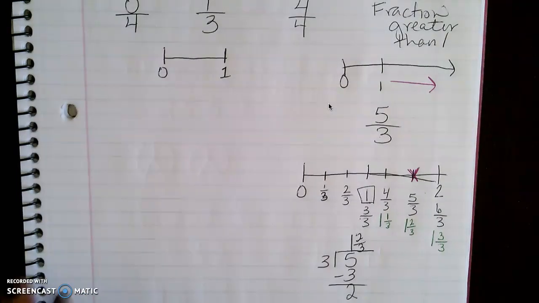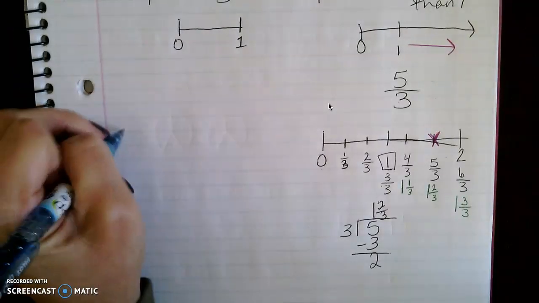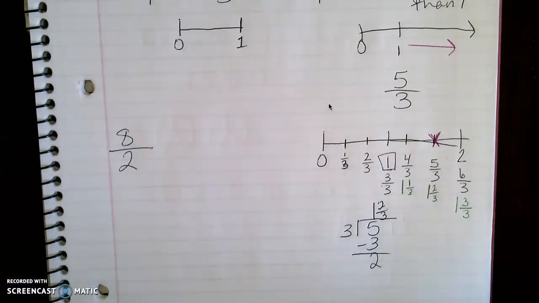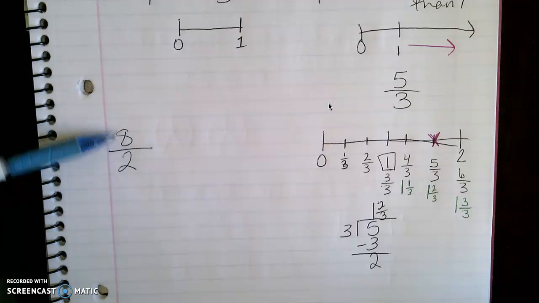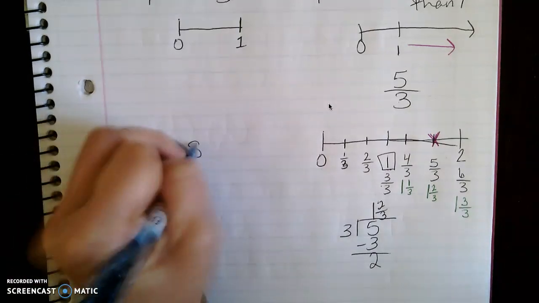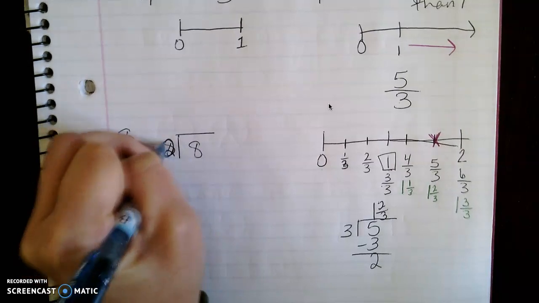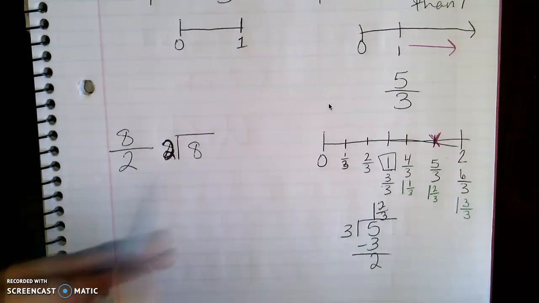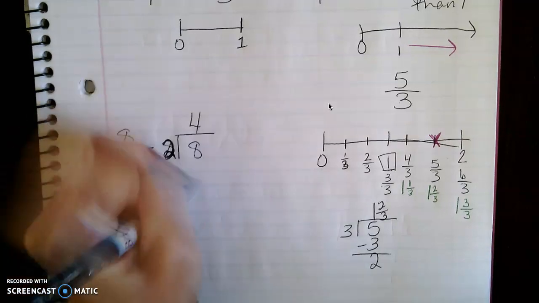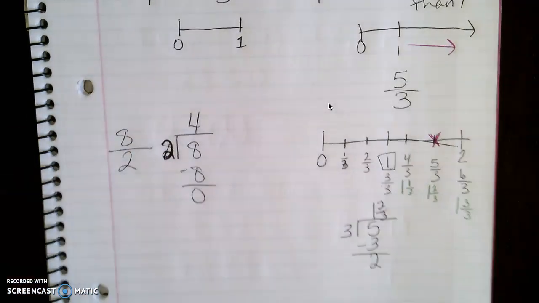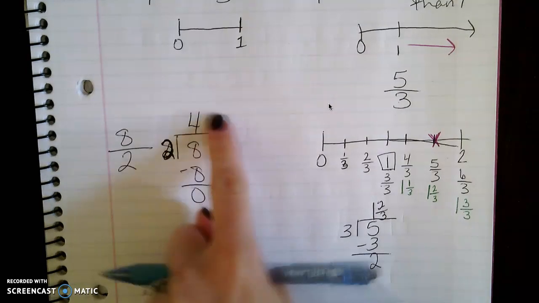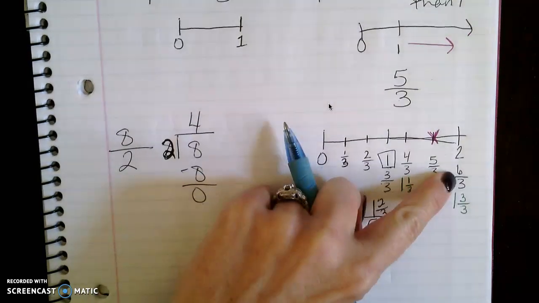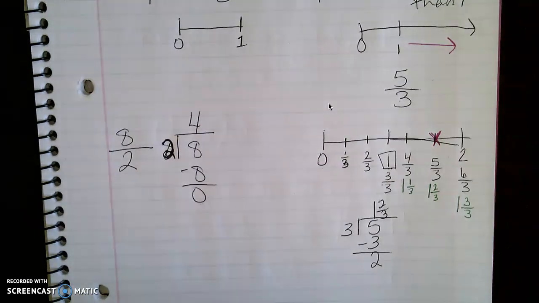So I'm going to use this space here to do some more. If I'm given 8 halves, and I want to turn it into a mixed number, then I would divide. Remember that this is always a division problem. It's always 8 divided by 2. And 2 goes into 8 4 times. 4 times 2 is 8. So this is actually not a great example because it is not a mixed number. It just gives me a whole number of 4, right? There's a zero remainder, so there's no fraction. It's like over here in our number line, it's like 6/3. It's a whole number.